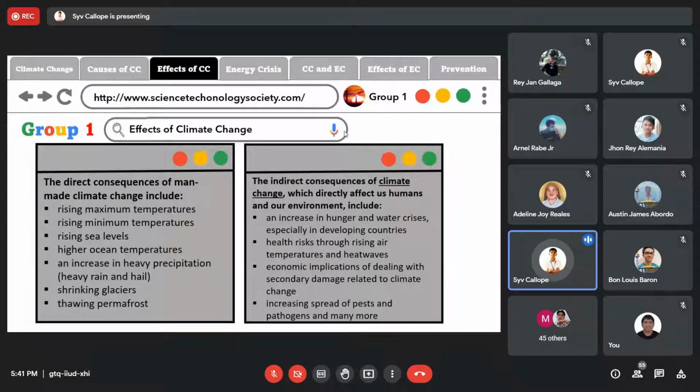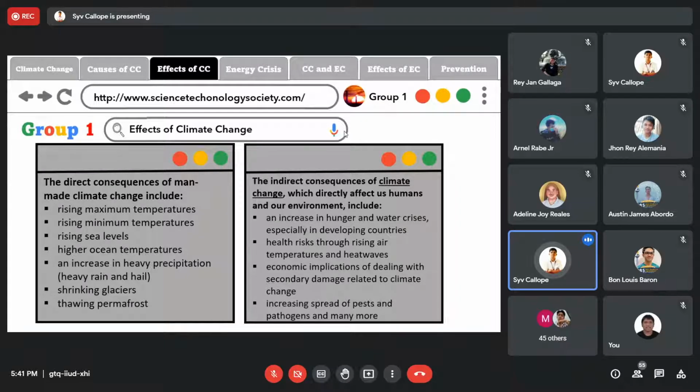Good afternoon, everyone. I'm here to discuss the effects of climate change. We categorize the effects of climate change into two. The first is the direct consequences of man-made climate change. This includes the rising maximum temperatures, rising minimum temperatures, rising sea levels, higher ocean temperatures, an increase in heavy precipitation, which we are experiencing in our country, shrinking glaciers, and the thawing permafrost.